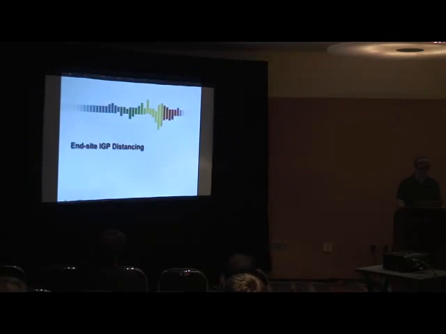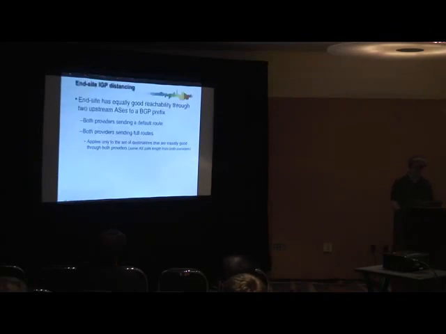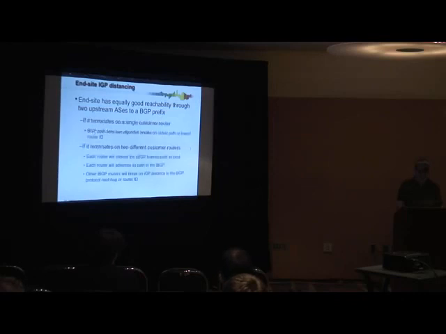N-site IGP distancing. So an N-site has equally good reachability through two upstream transit providers to a BGP destination. And this could be because both providers are sending a default route, or it could be that both providers are sending full routes and there's some set where the full routes are equally good through both providers. So if this terminates on a single customer router, then the BGP path selection algorithm is going to break on either lowest or oldest path or lowest router ID. And if it terminates on two different routers, then each router is going to choose its own eBGP path as best, and the rest of the network is going to break on either IGP distance or lowest router ID.